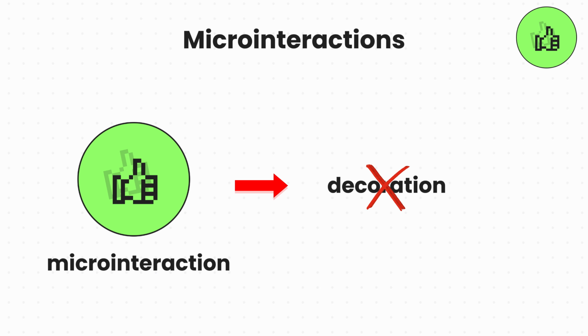Microinteractions give feedback, reduce uncertainty, and guide users, like a loading spinner showing progress, or a password meter confirming strength. These subtle touches turn functional interfaces into experiences that feel polished, human, and even fun.